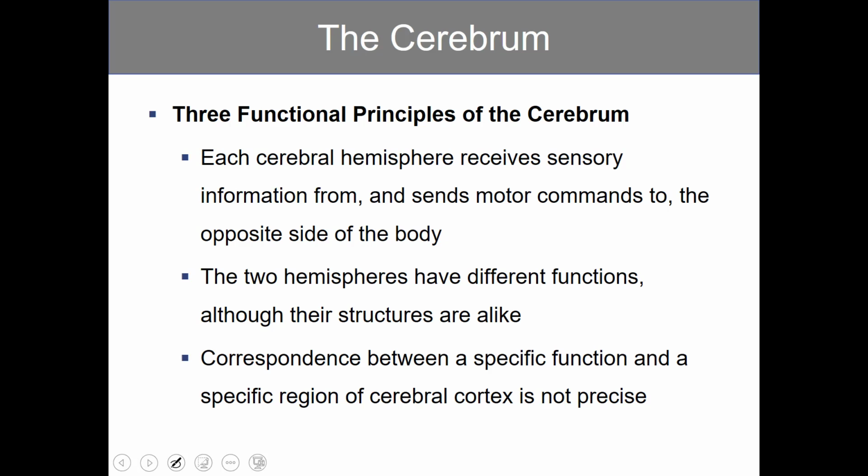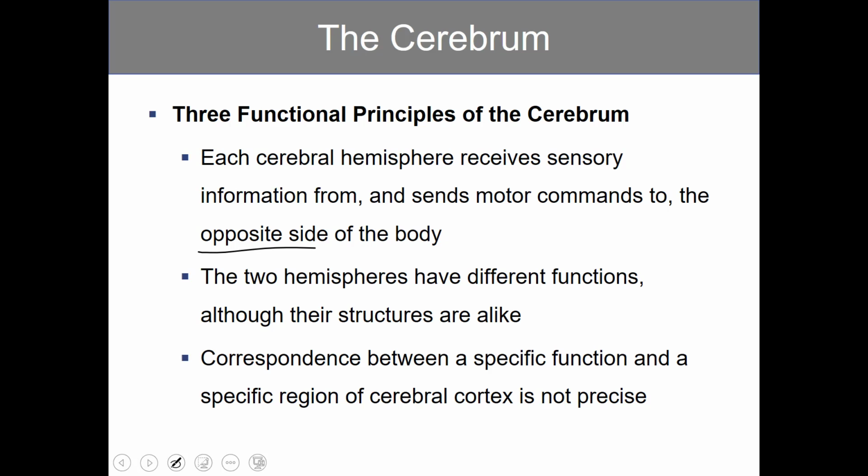There are three functional principles of the cerebrum. One, the cerebral hemispheres receive sensory information from and send motor commands to the opposite side of the body. If you've ever experienced someone who has suffered a stroke and they've lost both muscle and sensory function within the left side of their body, the stroke is actually damaging the right side of the cerebrum. So at some point, all these fibers cross so that the left hemisphere controls the right side of the body and the right hemisphere controls the left side of the body.